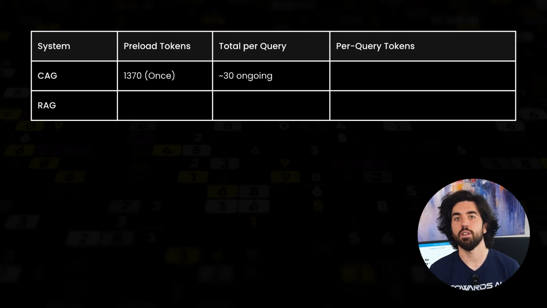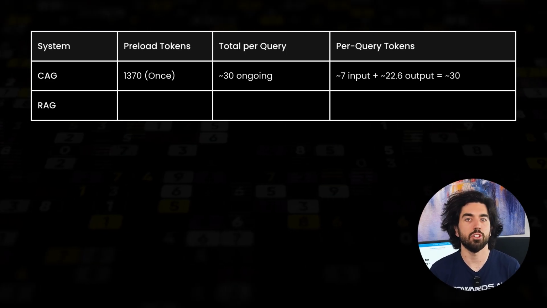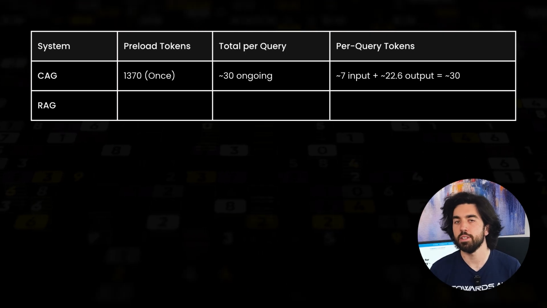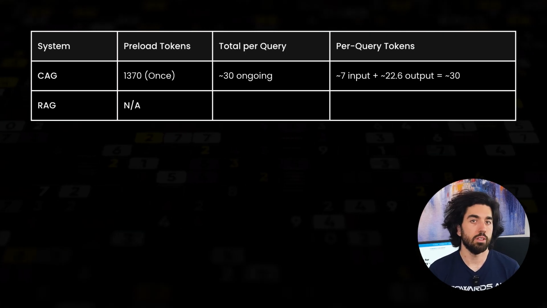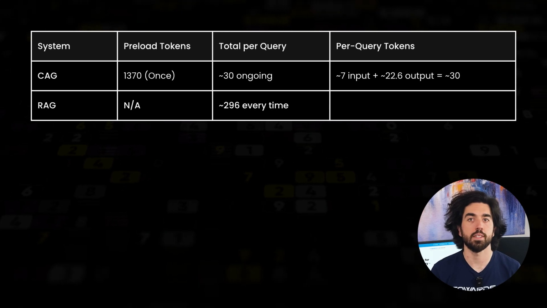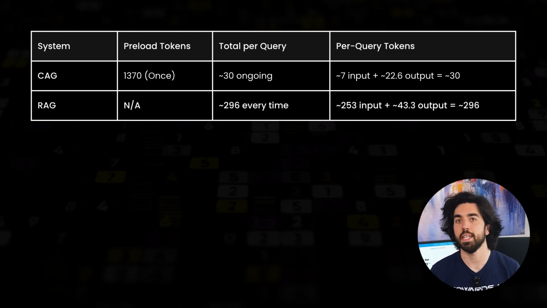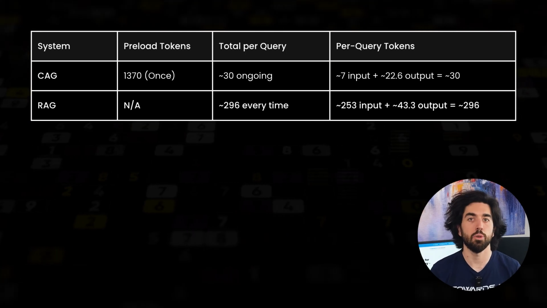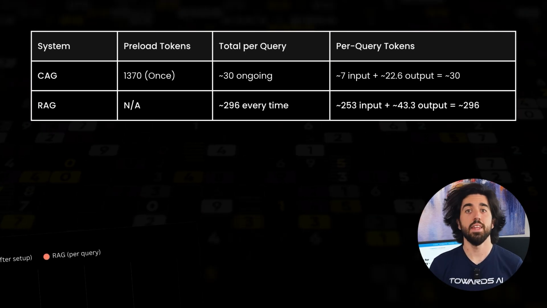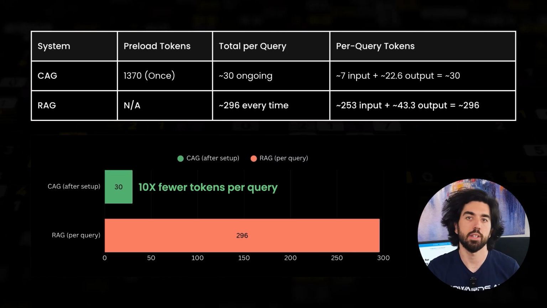After that, every question costs around 30 tokens, roughly 7 for the new question input and 23 for the answer. RAG skips the preload, but burns roughly 296 tokens per request because of the added chunks. So around 253 coming in as the input and 43 going out every single time. This is 10 times fewer tokens per query with CAG, post-cache.